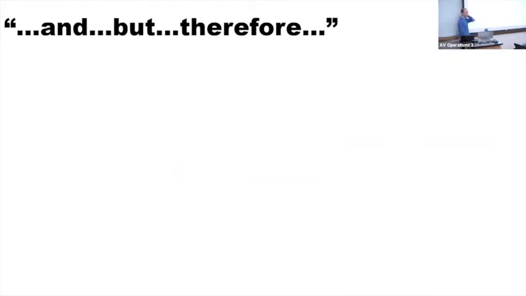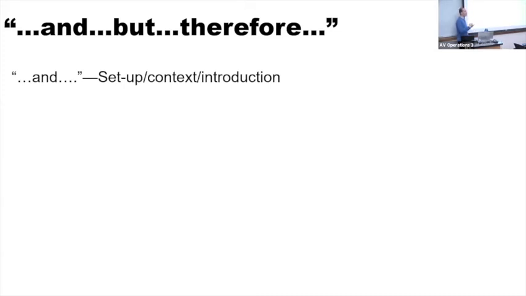So the difference between the "and" approach and the "and, but, therefore" approach is that, as you can see, it starts out with the "and." So you have a series of facts, right? And that's basically the setup, the context, the introduction. And again, this is almost like a lit review, right?